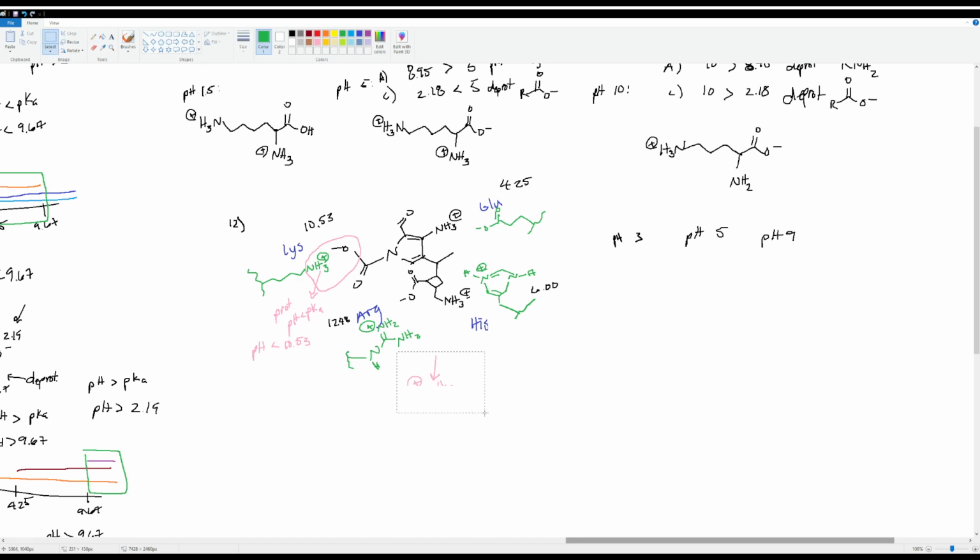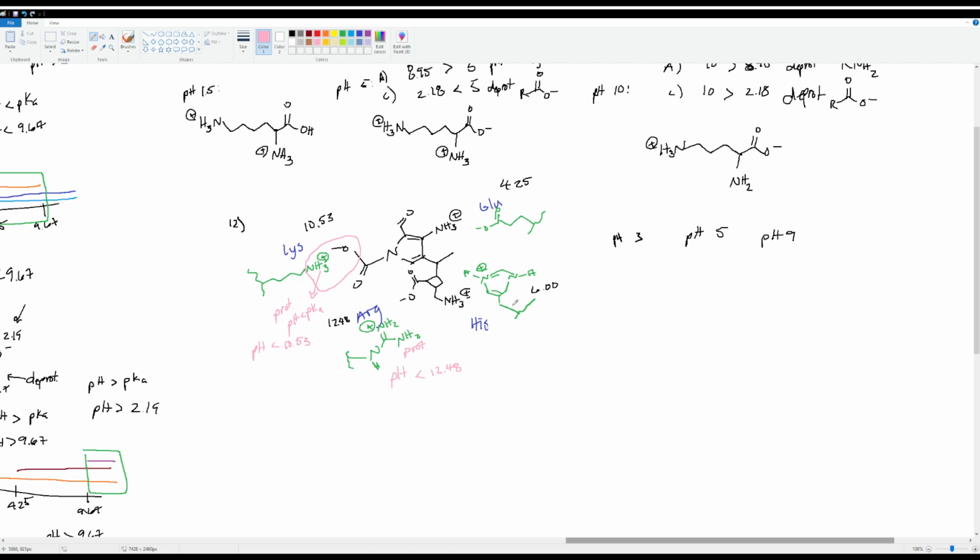Okay, so this arginine is protonated. Now, to get a protonated arginine with a pKa of 12.48, what would my pH range be about? In other words, should my pH be less than, equal to, or greater than my pKa, to get this guy to be protonated? Less than. Very nice. Okay.